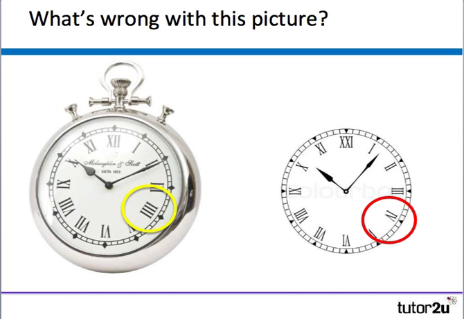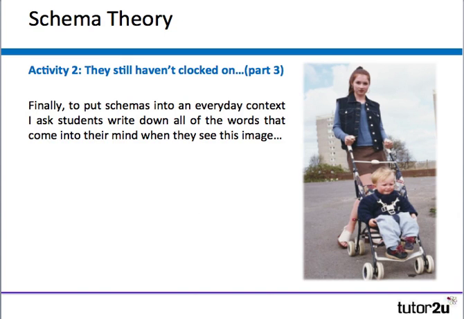And then finally, for schema theory, give them a picture to look at and ask them to write down all of the words that come to their mind when they see this image. Go back to this when you're wanting to teach stereotyping, because this is a very good introduction and a lead from schema theory into stereotyping. And you'll be surprised how very quickly people come up with very similar descriptions of the picture.